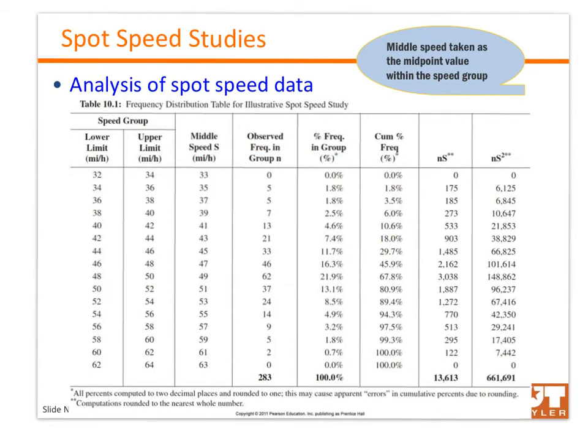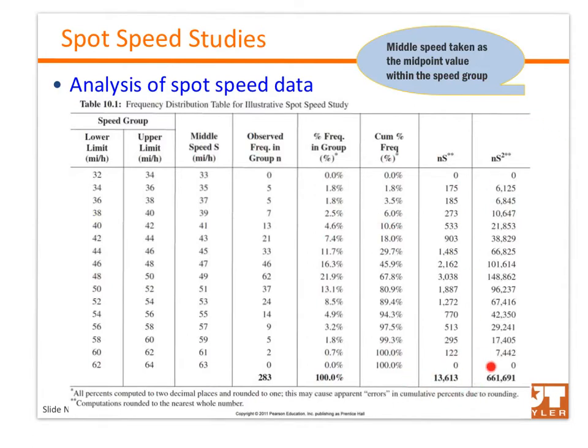Next, in this column here, we are doing n times s. What is n times s? It's the speed times the observed frequency in that group. So for example, 33 times 0, that's 0. 35 times 5, that's 175, all the way to the highest range, like what we saw here. It was the middle speed, which is 49 times 62, and that will give us 3,038. I'll show you in a second why we do need this. But again, this is n times s, and we need to get the summation of this number as well.